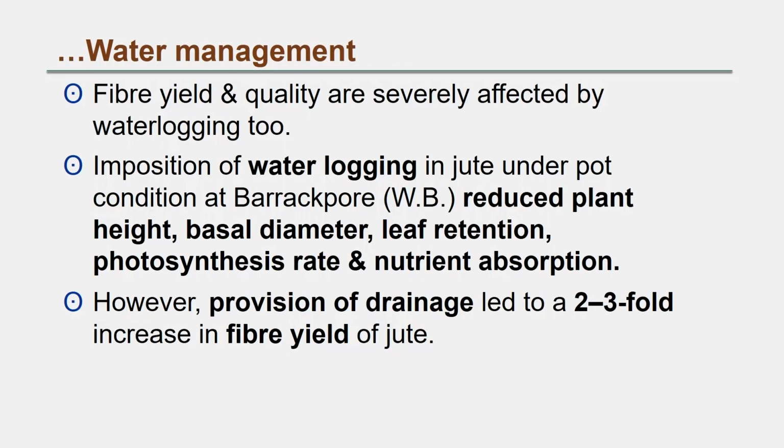Fiber yield and quality are severely affected by waterlogging also. Imposition of waterlogging in jute under pot condition at Barrackpore reduced the plant height, basal diameter, leaf retention, photosynthesis and nutrient absorption. So, this crop is quite sensitive to waterlogging. However, provision of drainage led to 2 to 3-fold increase in fiber yield.